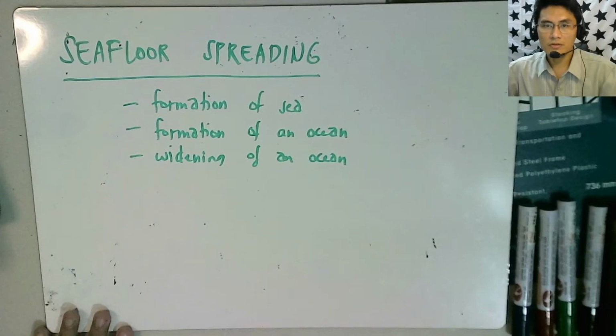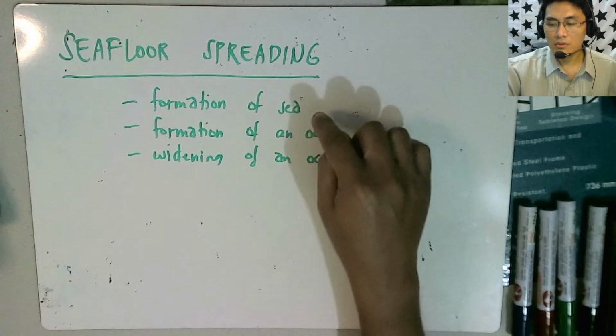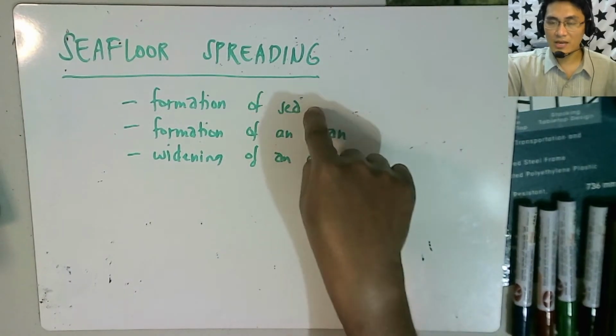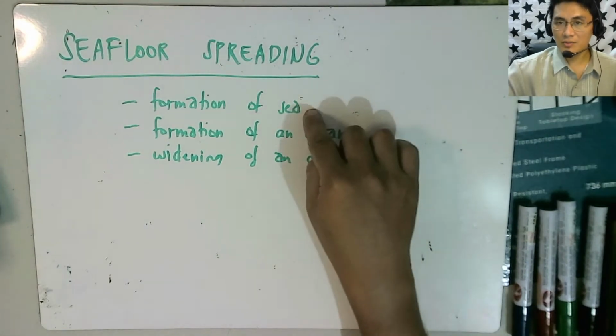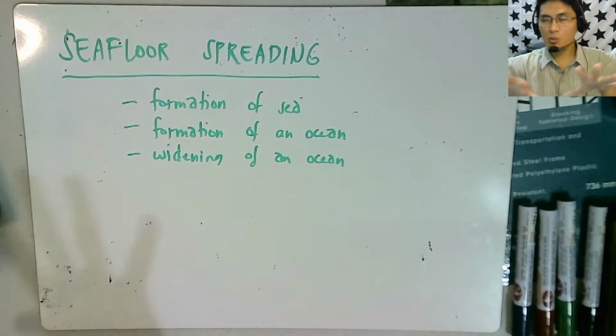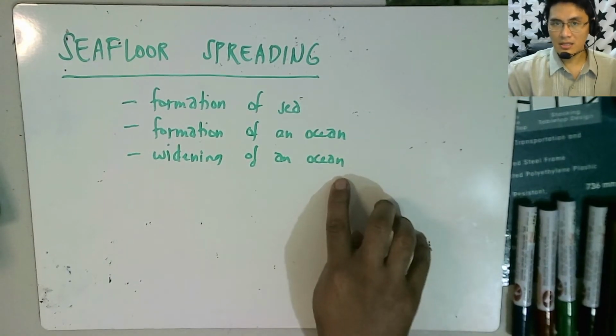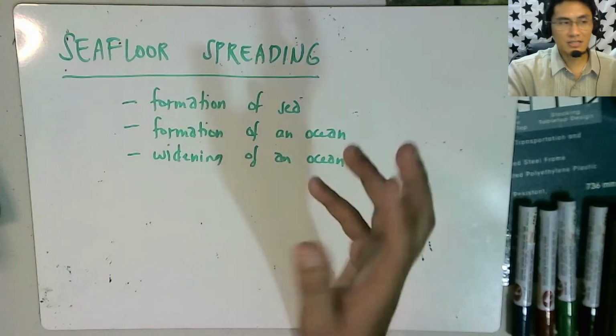Hi, in this video we are going to be discussing the phenomenon of seafloor spreading, and that encompasses how a sea is formed, and how that sea develops and becomes an ocean, and how an ocean keeps widening. That's why the term implies that the seafloor is spreading.